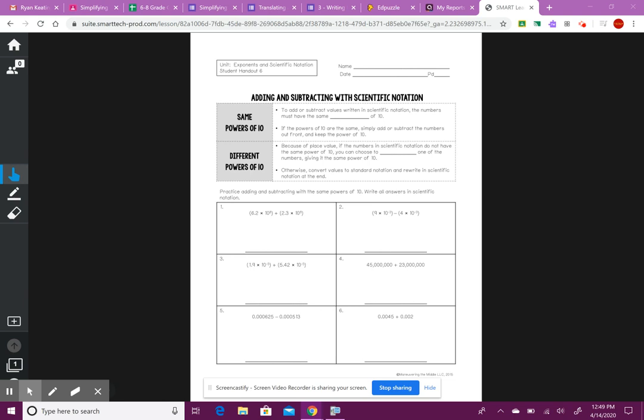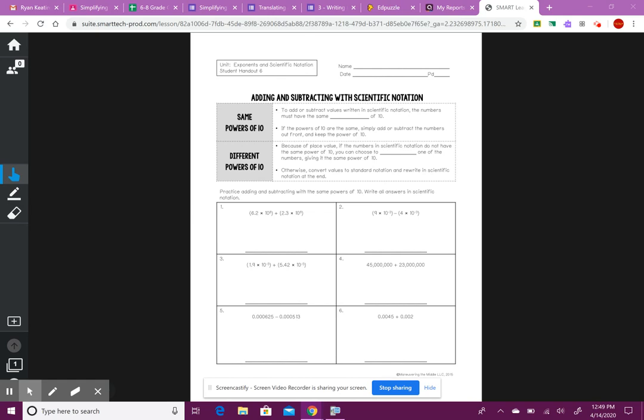Hi everyone, I'm going to briefly go over operations with scientific notation because I know a lot of people might have forgotten how to do it without a calculator. These are all things that you can do on a calculator, so I'll show you that in a little bit, but if you don't have a calculator, this is what we do.